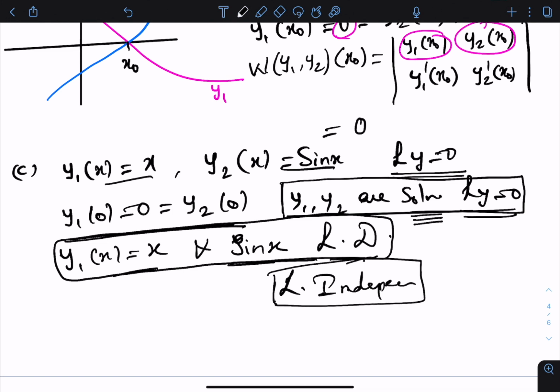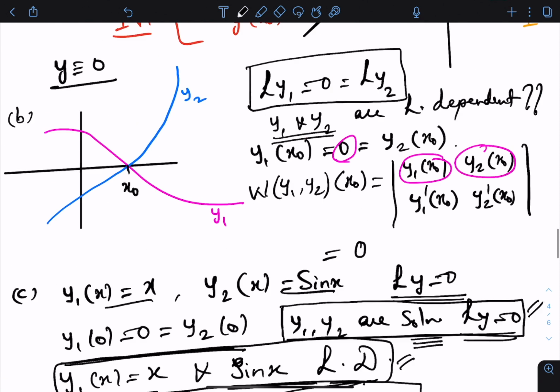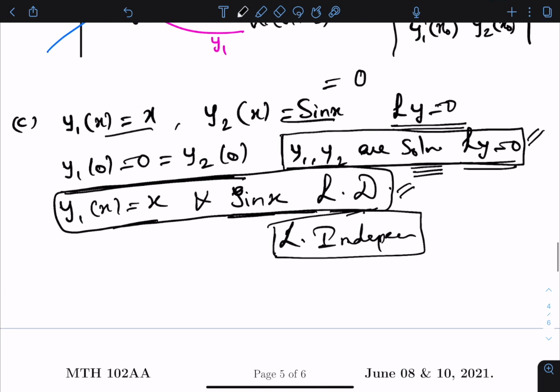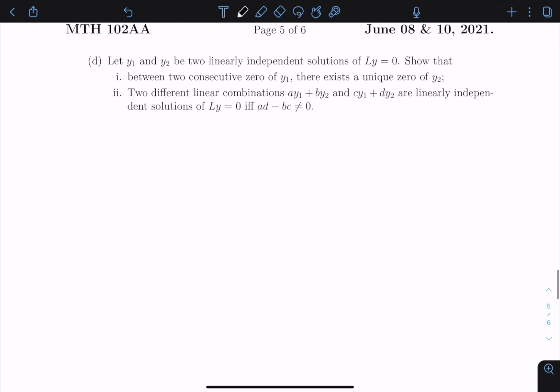And why is that happening? Because our first assumption was wrong. Because we assumed something wrong, we ended up with a wrong conclusion. That's what it means. So our assumption is wrong, which means they cannot be solutions. Okay, so that's about problem number C. Now there is a problem number 9D, that is here.